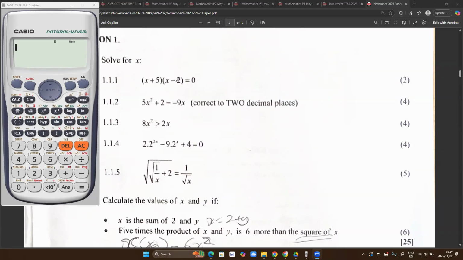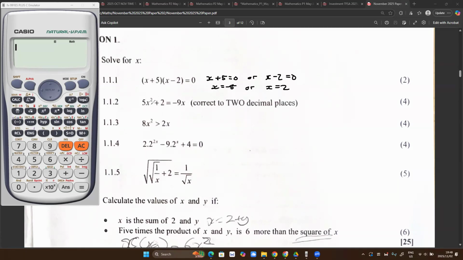So question 1 begins with a nice easy question: (x + 5)(x - 2) = 0. We have to solve for x, so we know that x + 5 = 0 or x - 2 = 0, so x = -5 or x = 2.